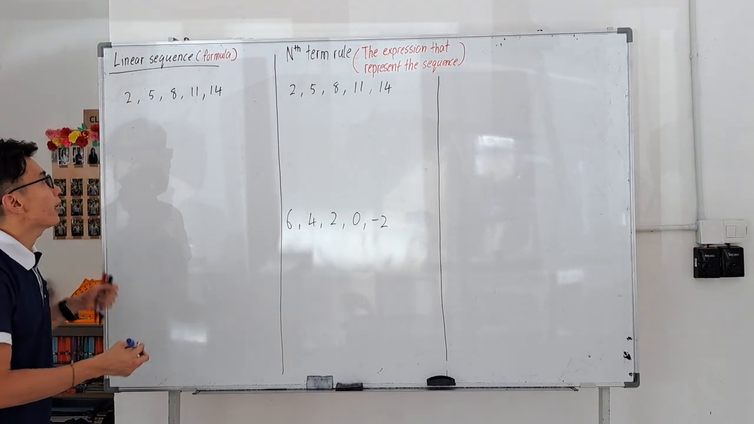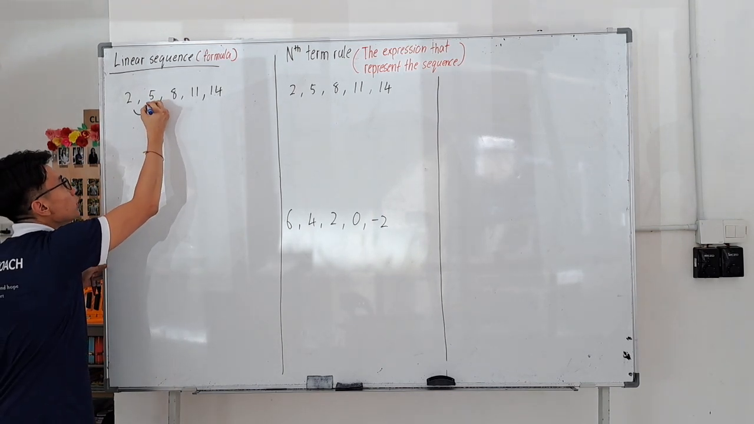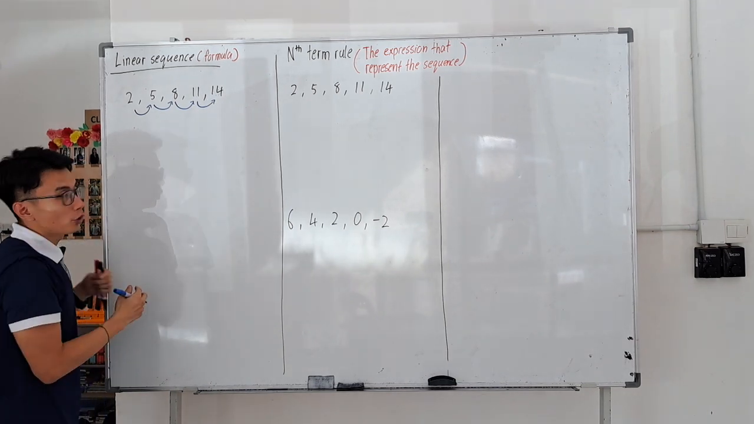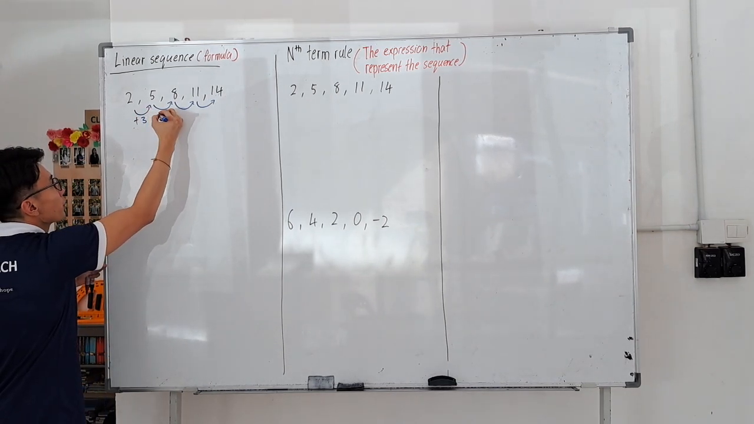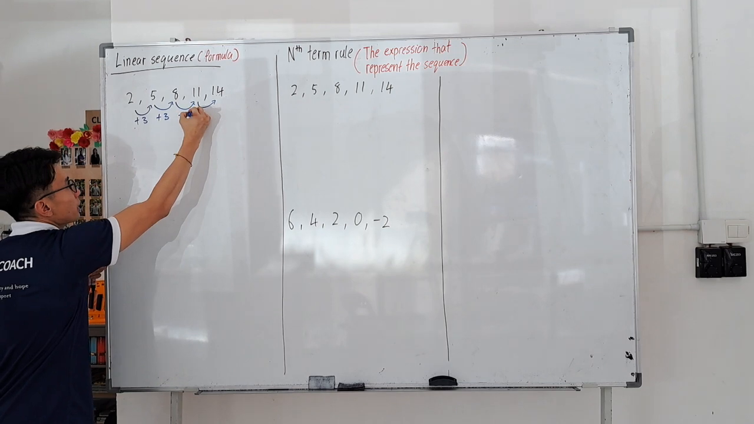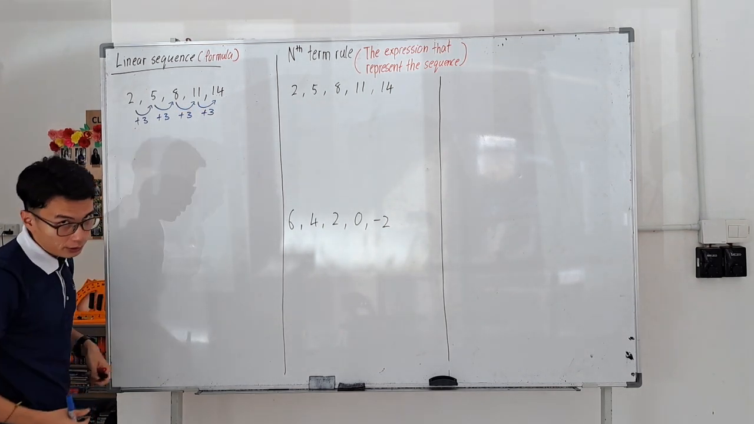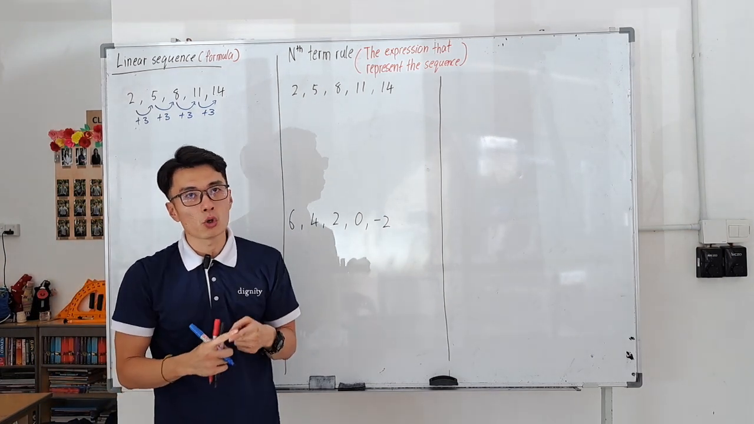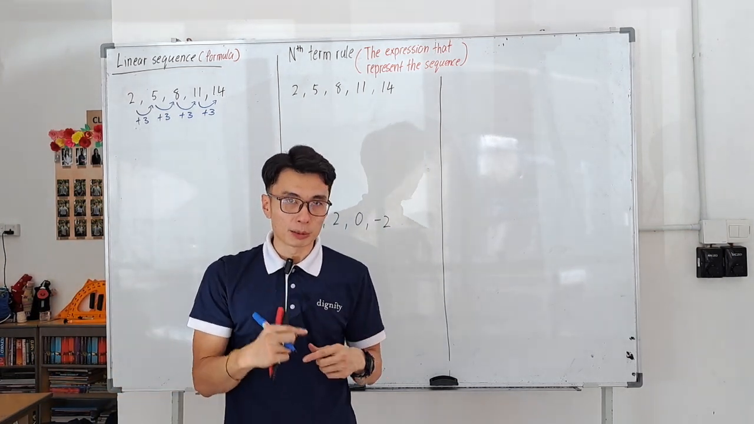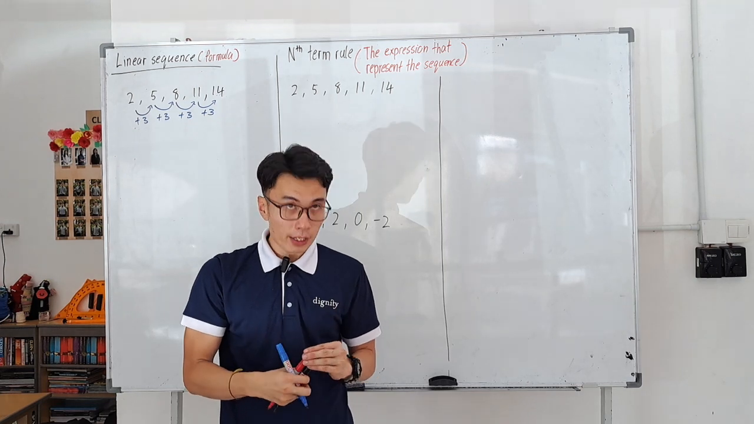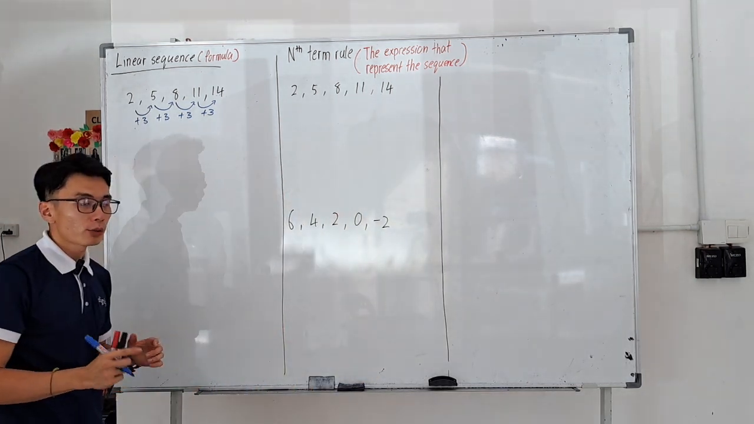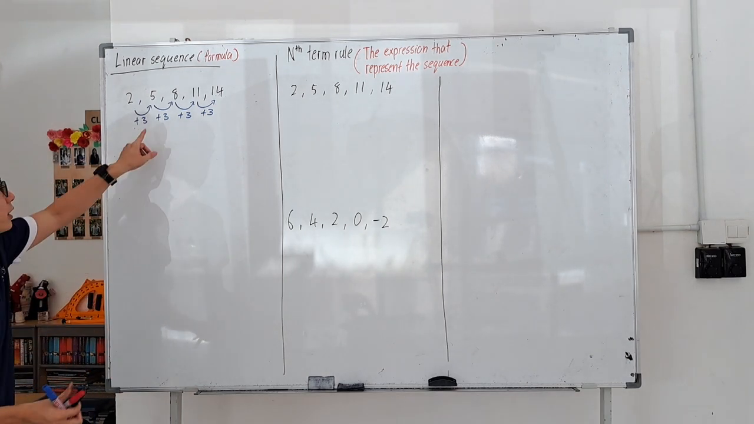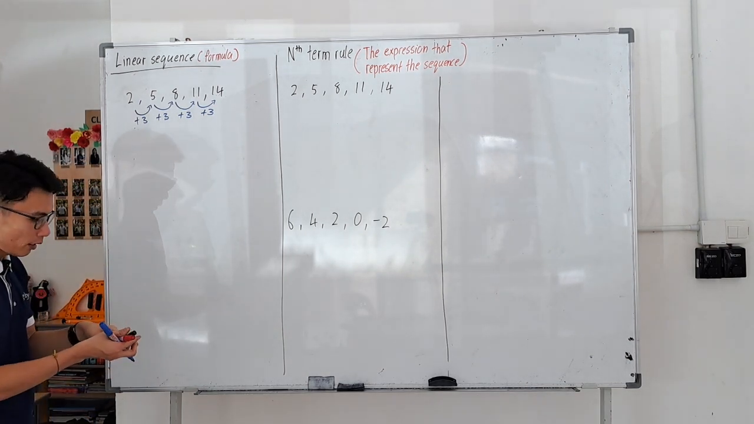And how do I know that? It is because the term-to-term rule is the same. The term-to-term rule is plus 3 over here. So that is how I know that this is a linear sequence. Now just a quick reminder, for a linear sequence, you must always either add or subtract the same number, okay? If it's multiply or divide the same number, that is not a linear sequence, okay? So please remember that. Since this is adding, this is a linear sequence, all right?